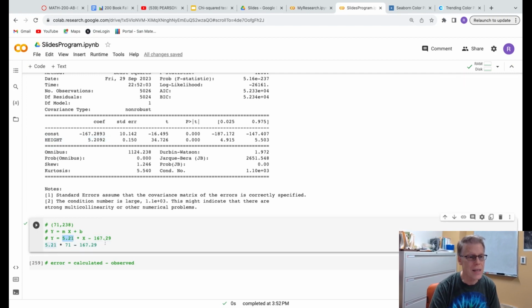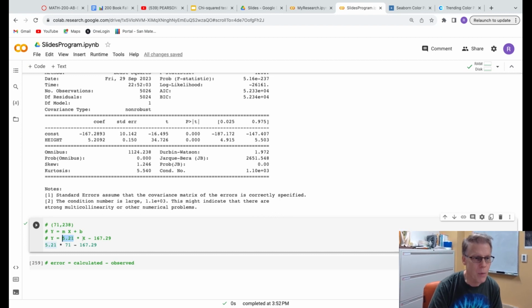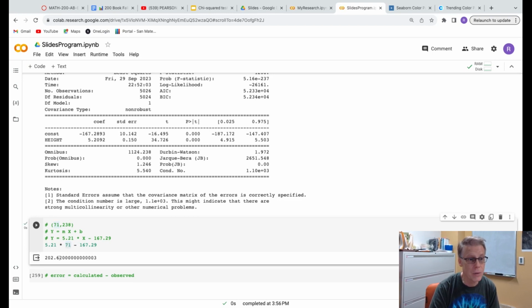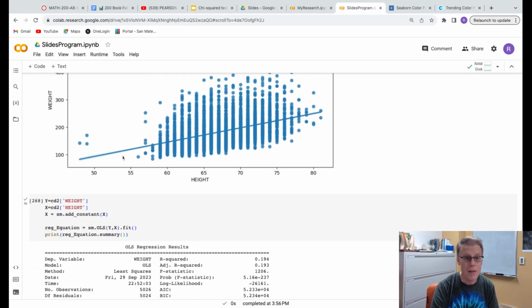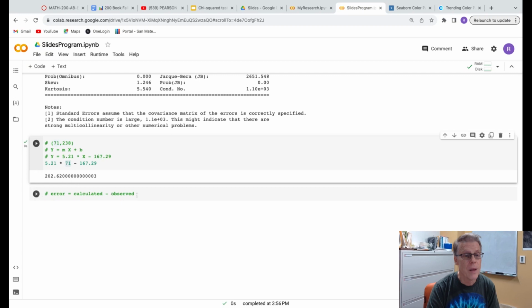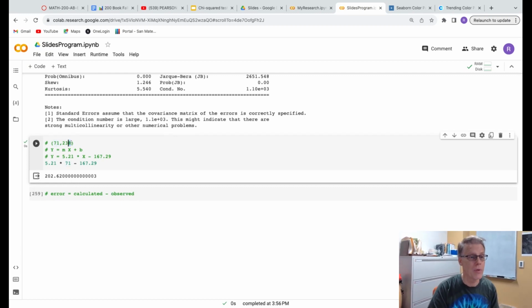And so what I did is I said, all right, I'm going to use this formula to calculate what the weight would be, according to this formula, if the height is 71. So I took the x value and I plugged it right in to where the x is in this formula, and I multiplied it times 5.21 and then subtracted off 167.29. And I let Python do it. And so Python gets 202.62. So if you're going to be right on this line with a height of 71, then your weight is going to be predicted to be 202.62. So that's different from what we observed.